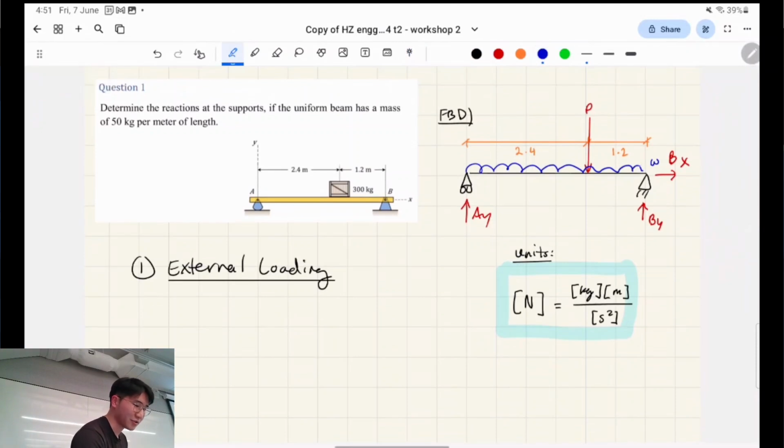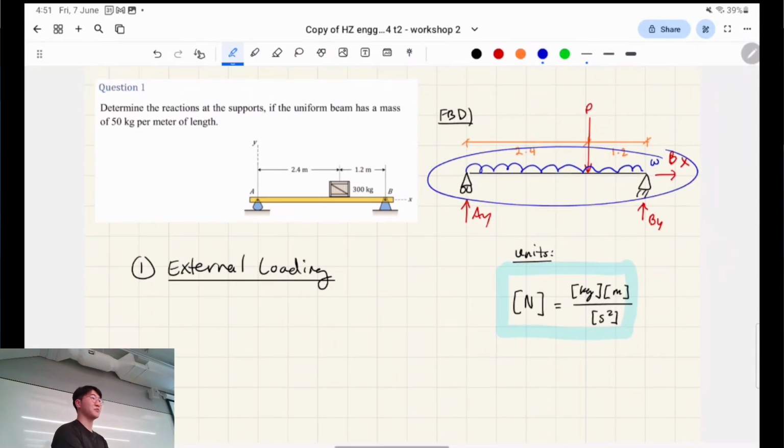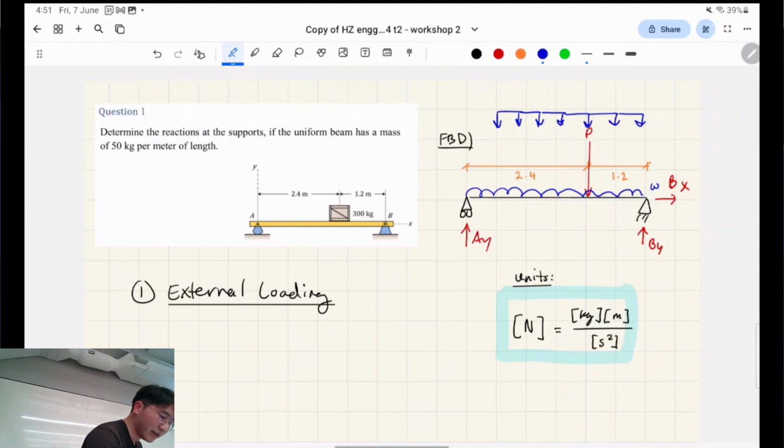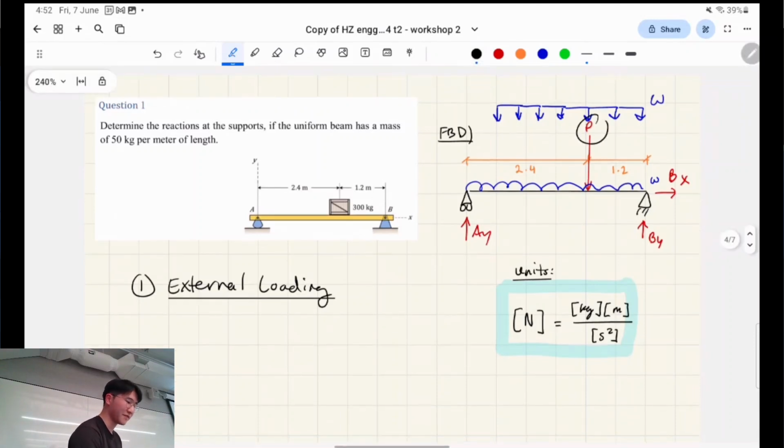Oh, by the way, sorry, I've drawn the uniformly distributed load a little bit lazy here. I've just drawn it as these kind of curve shapes, but what this actually is supposed to look like is a series of downwards arrows. That's what that is, and I've called that W. So it's basically a point load that's spread out in one dimension, along a certain length. You'll see what I mean in a second as we calculate the magnitude of it. But first we'll focus on P. We're going to focus on what this is.